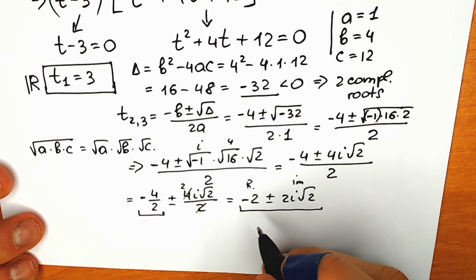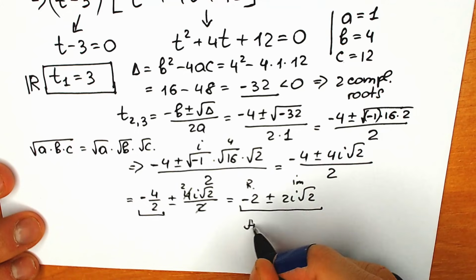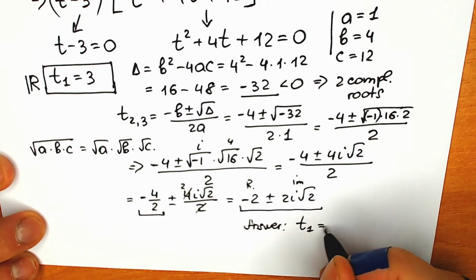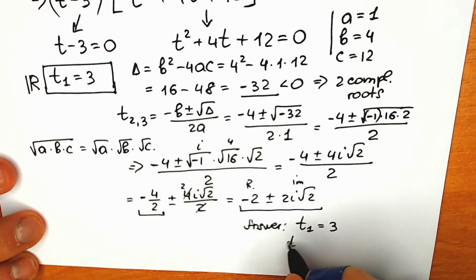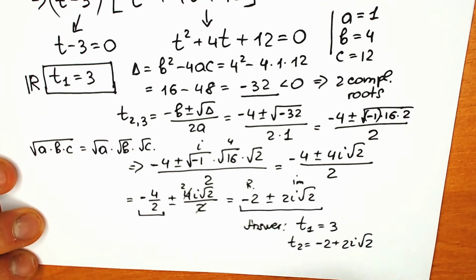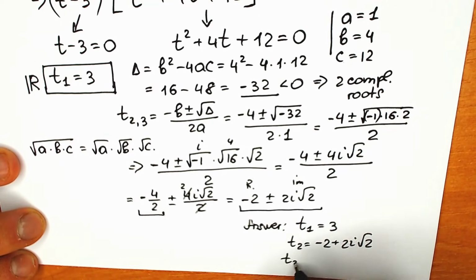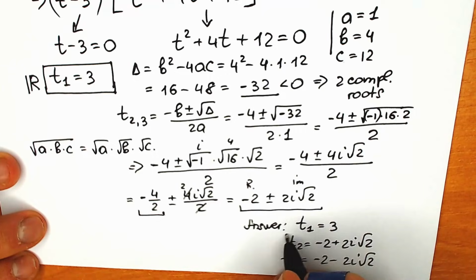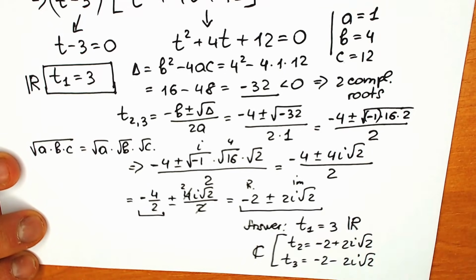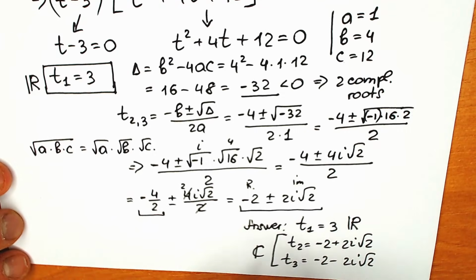So let's write our final answer to this question. So our answer: t first equal to 3, t second equal to minus 2 plus 2i square root of 2, and our t3 equal to minus 2 minus 2i square root of 2. So these are our roots to this question. These two roots are our complex roots. This one is a real number root, and this is our full answer, full solution to this question.